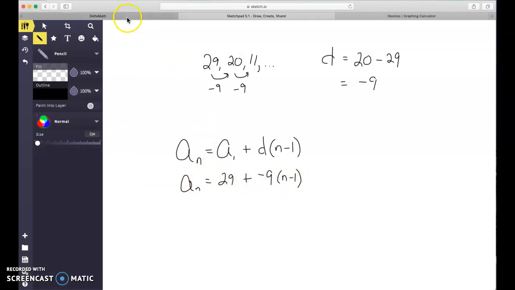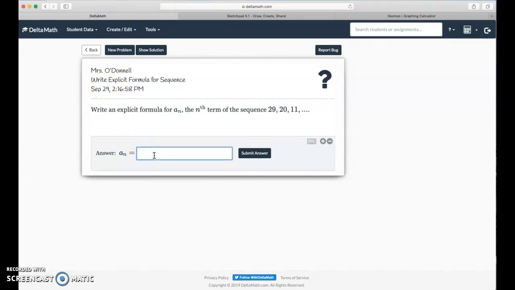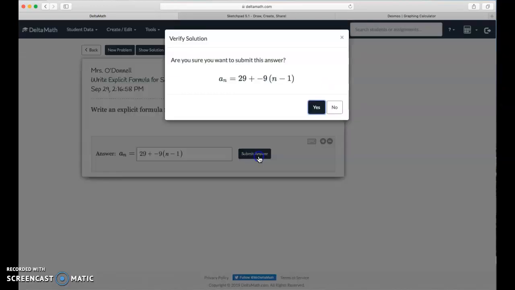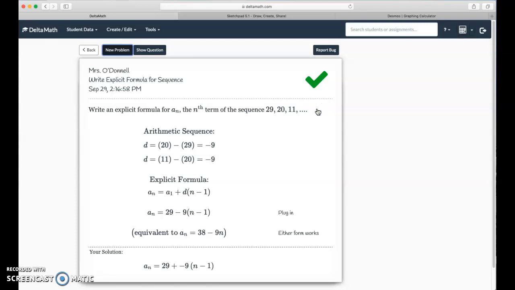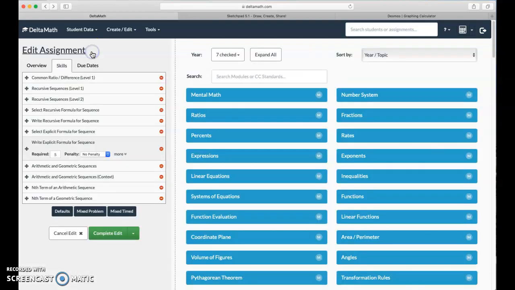Sometimes they want us to simplify it. In this case, that would mean the distributive property, which is always good to practice. So we've got 29 plus negative 9 times n minus 1. We'll see if they give that to us, or if they wanted it simplified. All right, Delta Math was totally fine with the unsimplified form. Cool. And that's how you write your explicit formulas for arithmetic and geometric sequences.